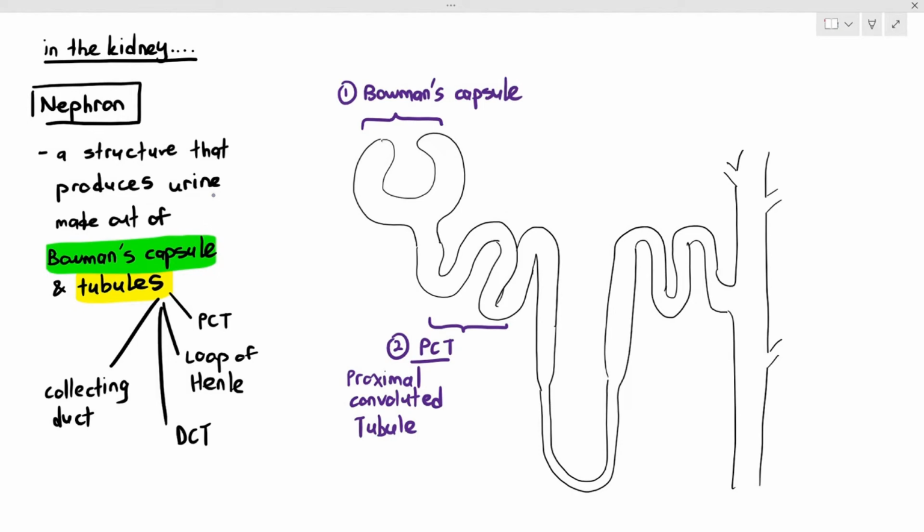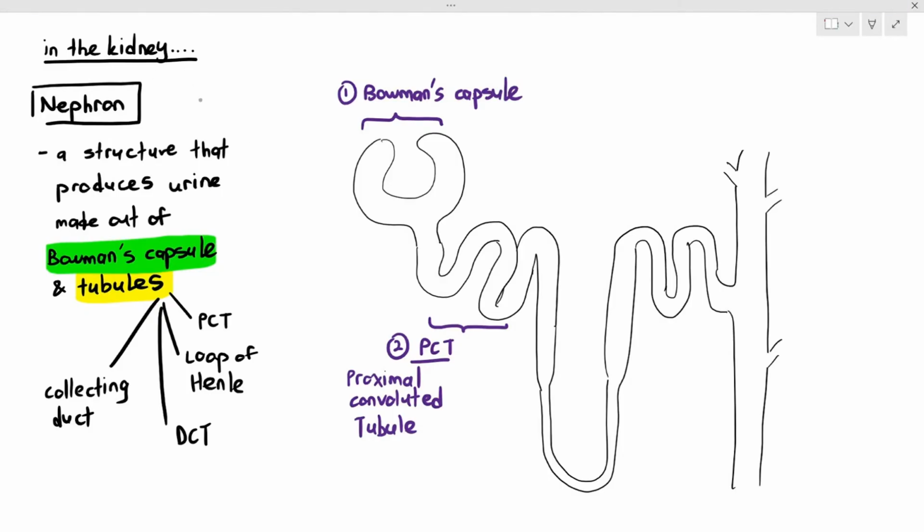The word proximal just means, in this case, nearer to the center or the beginning of a structure. The beginning of the structure is the Bowman's capsule, so proximal just means it's nearer to the Bowman's capsule. Convoluted just means twisted. As you can see, that portion looks quite coiled in a complicated manner. Tubule, like I said, is just small tubes. So the proximal convoluted tubule are just small twisted tubes nearest to the Bowman's capsule. That's what it means. They're not going to ask you the meaning of it. I'm just explaining why it is named as such.